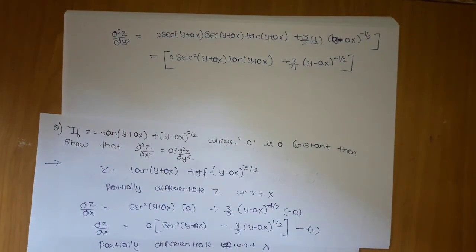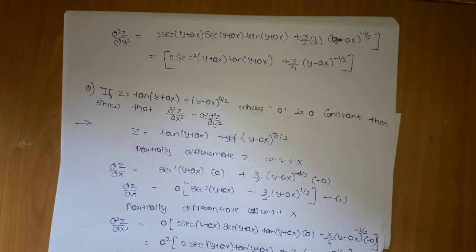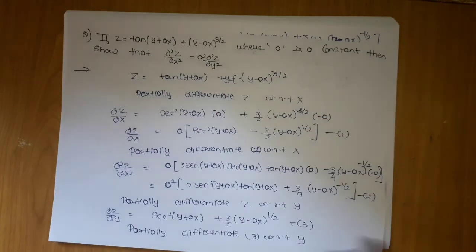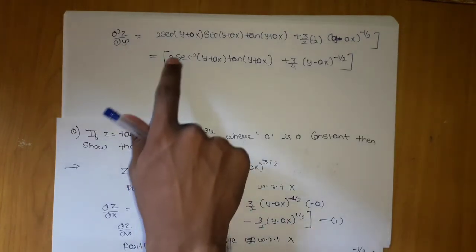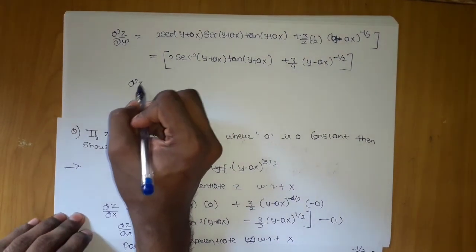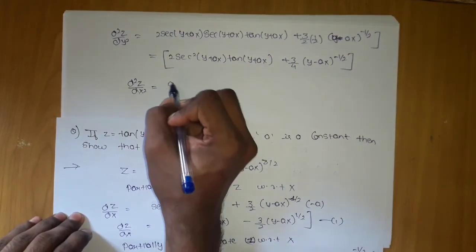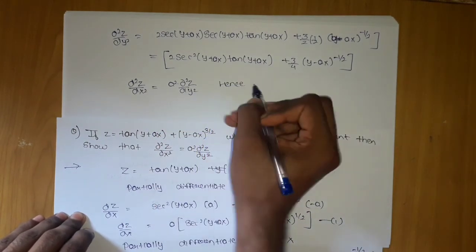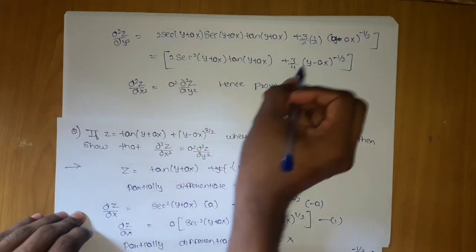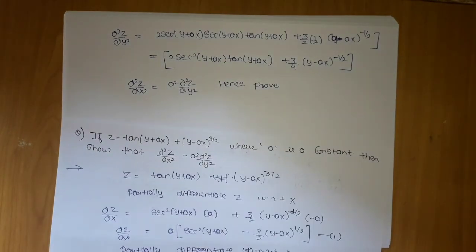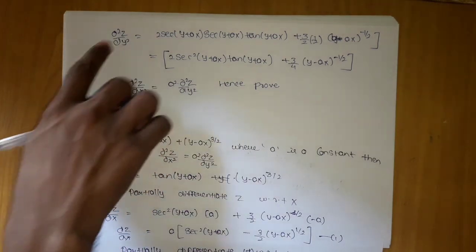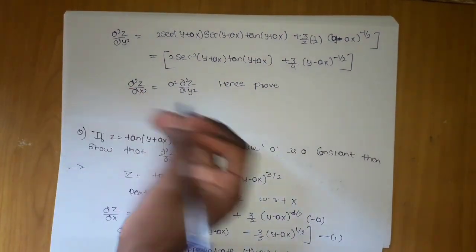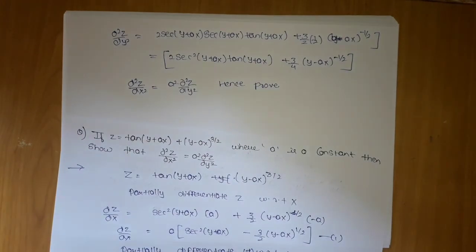Now you can clearly see, observe that this whole thing is the same, just a² is different. So by observing, ∂²z/∂x² is nothing but a² times ∂²z/∂y², hence proved. Okay, so we are done with this problem.